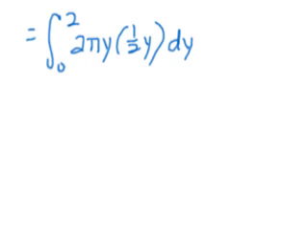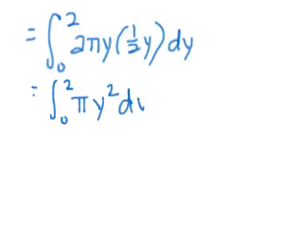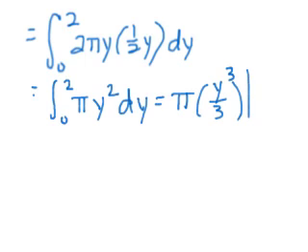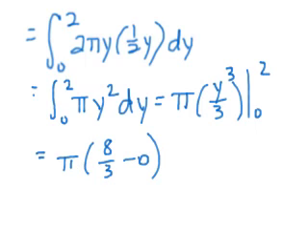Okay, so now let's multiply. So we're not taking the integral yet. So we're going to multiply, and all this leaves us with is pi times y squared, because the 2 and the 1/2 cancel, and then dy. And then we will have pi times y cubed over 3, 0 to 2. And we're going to plug in the 2, so pi times 8 over 3, plug in the 0, 0, equals 8 over 3 pi units cubed.